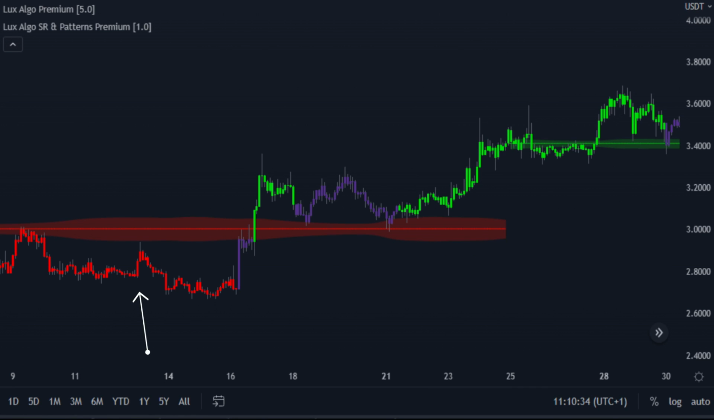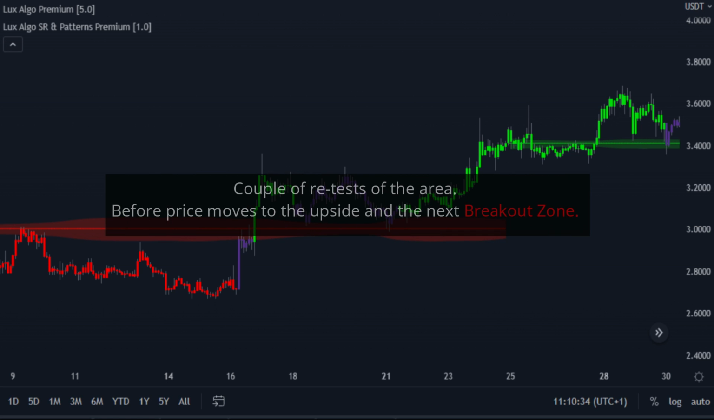Here, price makes several attempts to break through the breakout zone, but fails. Eventually, price does manage to break through. We get a couple of retests of the area, showing how strong the zone is, before price moves to the upside and the next breakout zone.